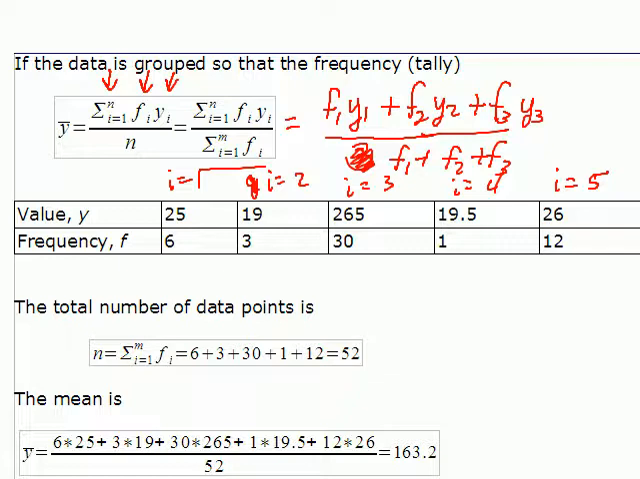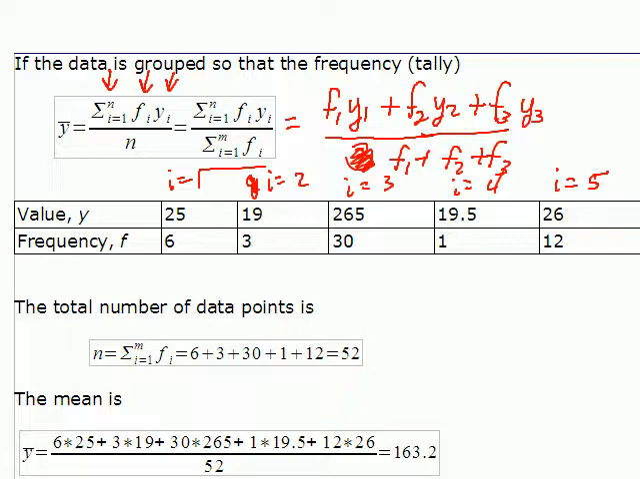This means that 25 is repeated 6 times, 265 is repeated 30 times, etc. Okay, so now I know there's 52 data points. That's what goes in the denominator. Sorry, I can't move the graph.